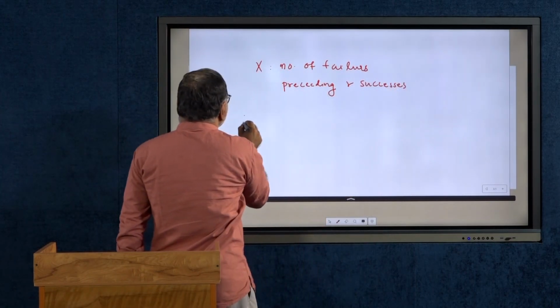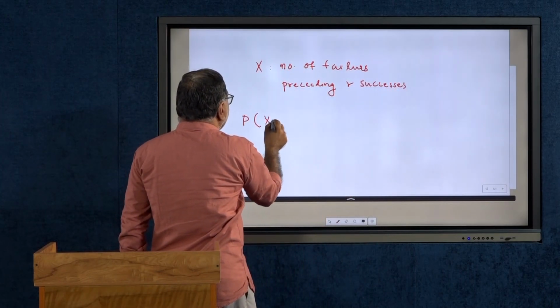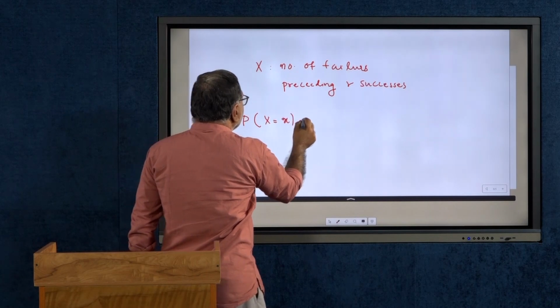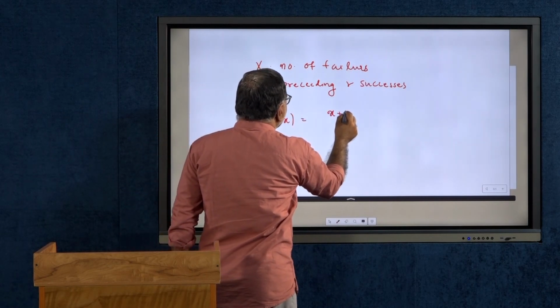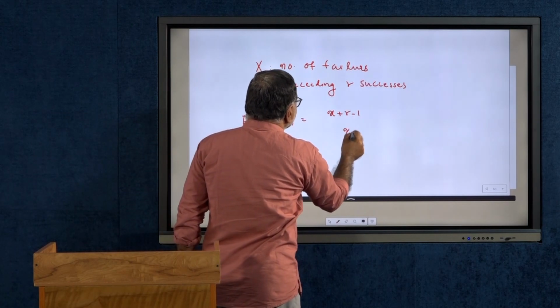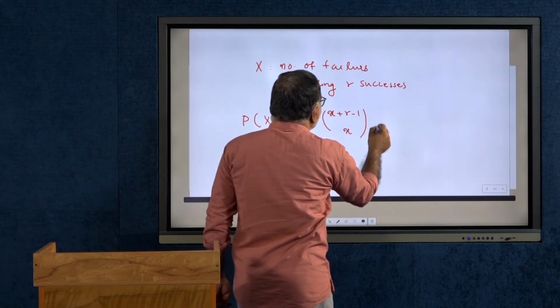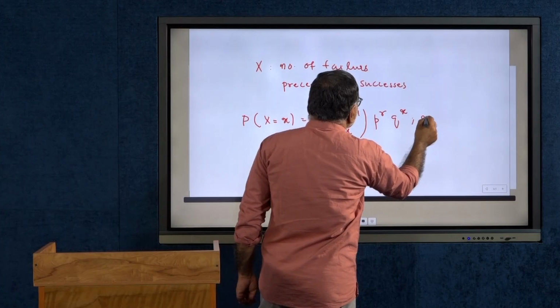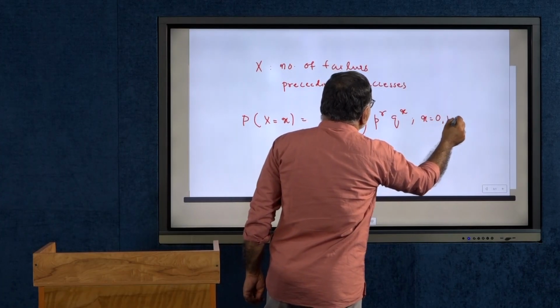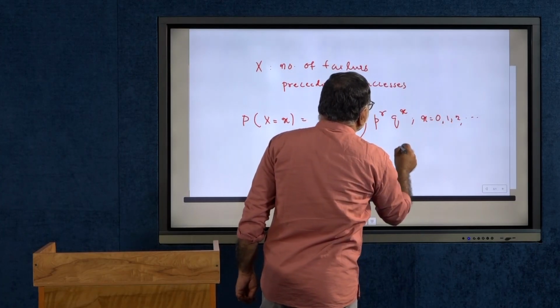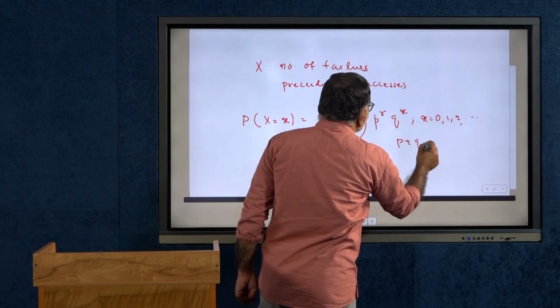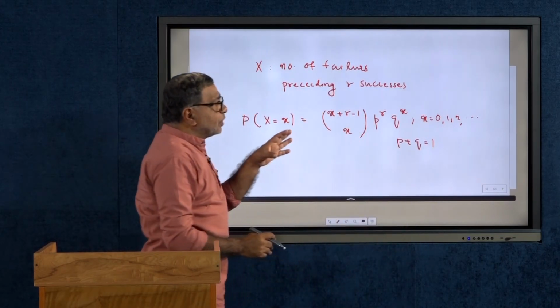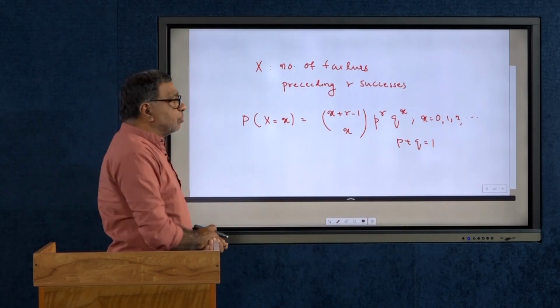And so the probability of X equal to x is x plus r minus 1 C x, p power r, q power x, where x is equal to 0, 1, 2, 3, etc., and p plus q is equal to 1. So this is the probability mass function of the negative binomial distribution.